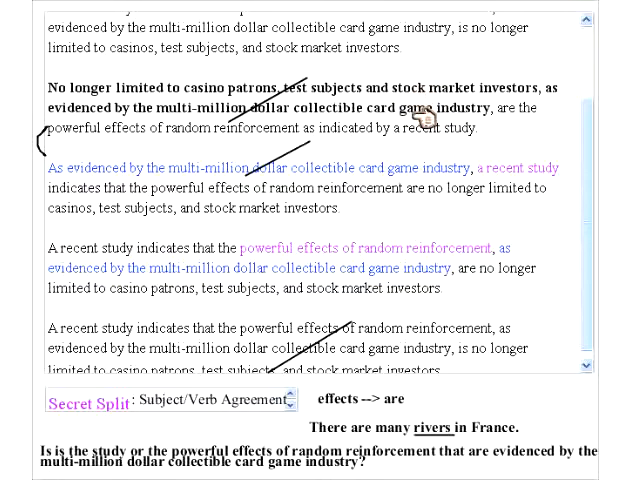Now, I know that's not easy. Subject-verb agreement splits, it just are. It should be so obvious. But I want you to notice that this phrase, as evidenced by the million-dollar collectible card game industry, keeps moving around. In A, it's next to reinforcement, right? In B, it's next to investors. In C, it's here. In D, it's there. It keeps moving around, and I want you to notice that because it is fundamental. It is meaning-based, but it is also grammatical. It is wrong to say this sentence modifying something that is totally illogical.